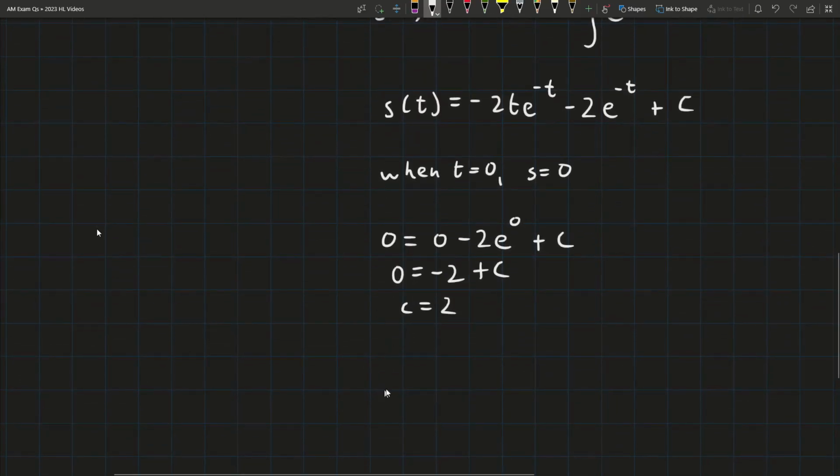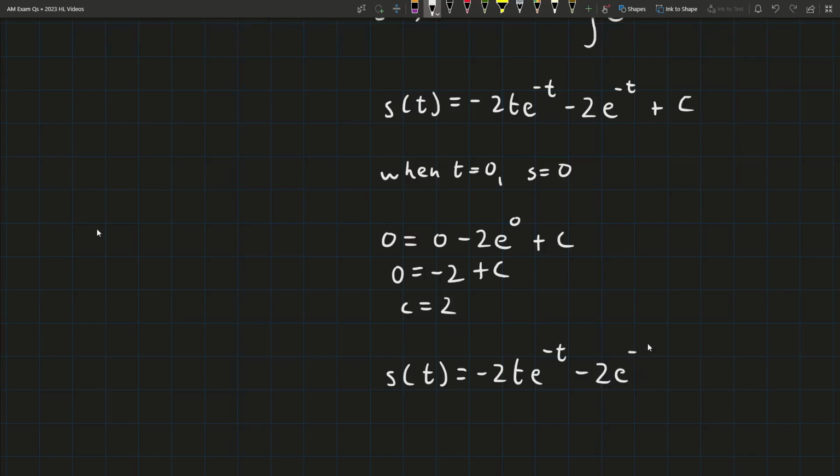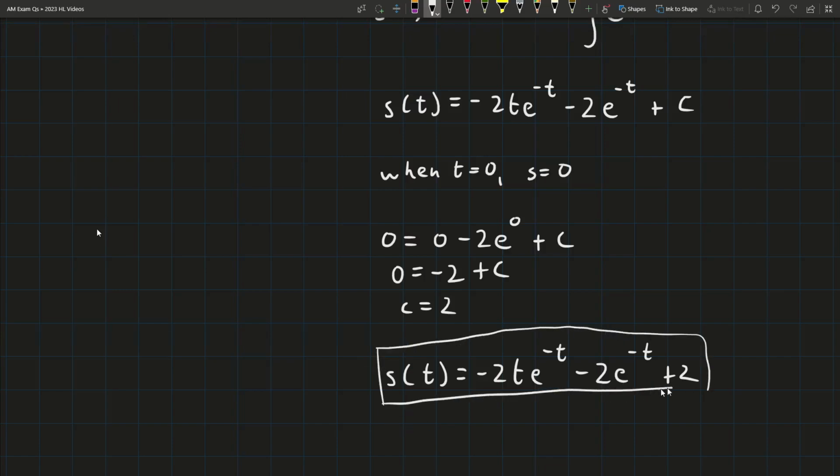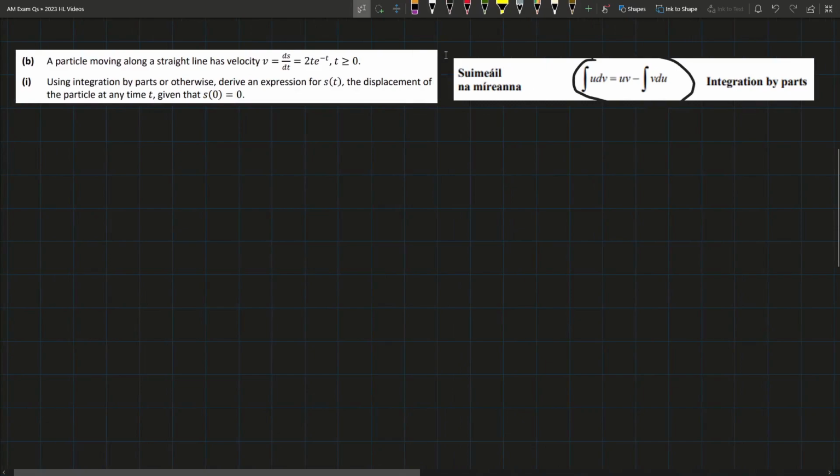So now finishing it all off, we get s of t equals minus 2t e to the minus t minus 2e to the minus t plus 2. And that's it. You could factor out minus 2 e to the minus t if you want, but it's not necessary, I don't think. That's simple enough.